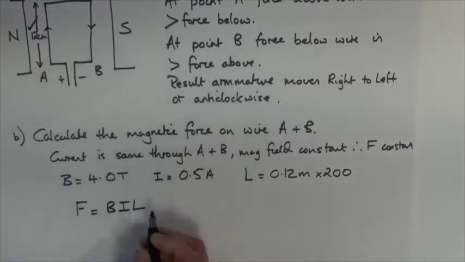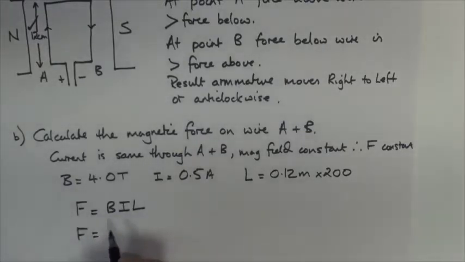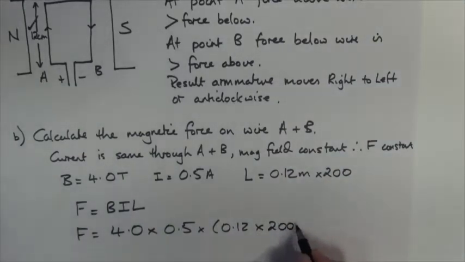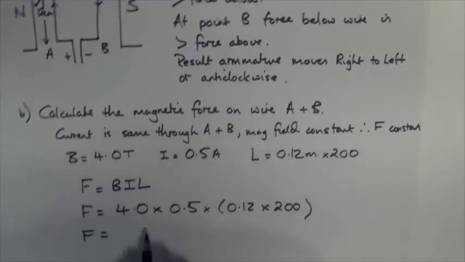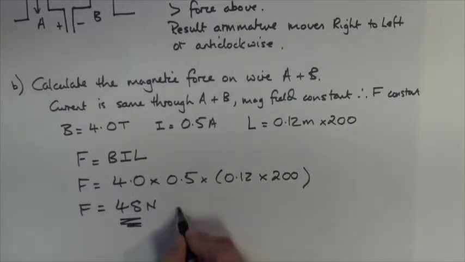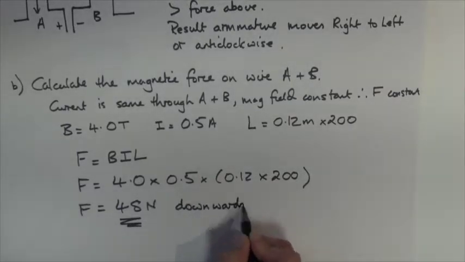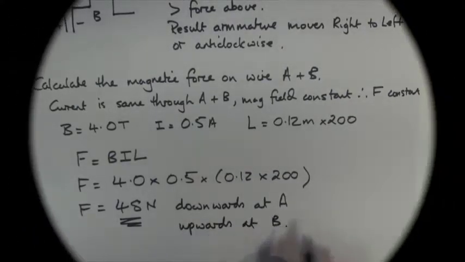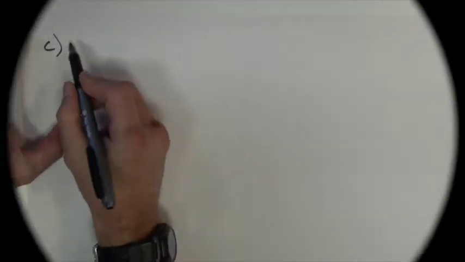So let's use F equals BIL, or force equals field strength times current times length. So it's 4 times 0.5 times 0.12 times 200. Remembering 0.12 times 200 is the total length. And we end up with 48 newtons, which is acting downwards on wire B and is acting upwards on wire A.